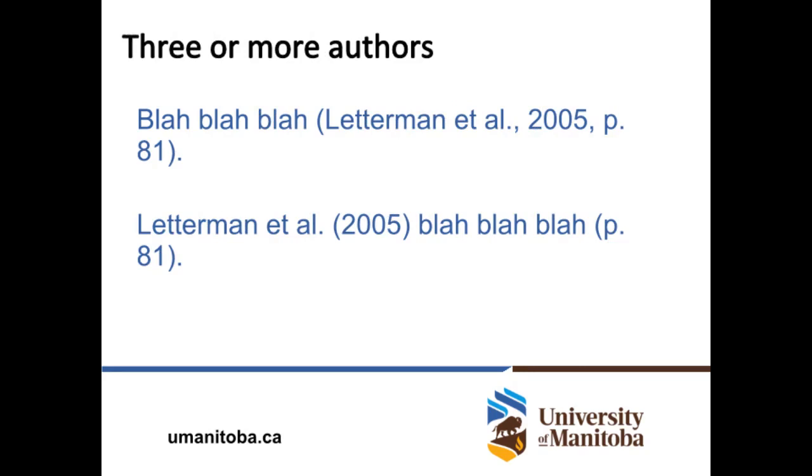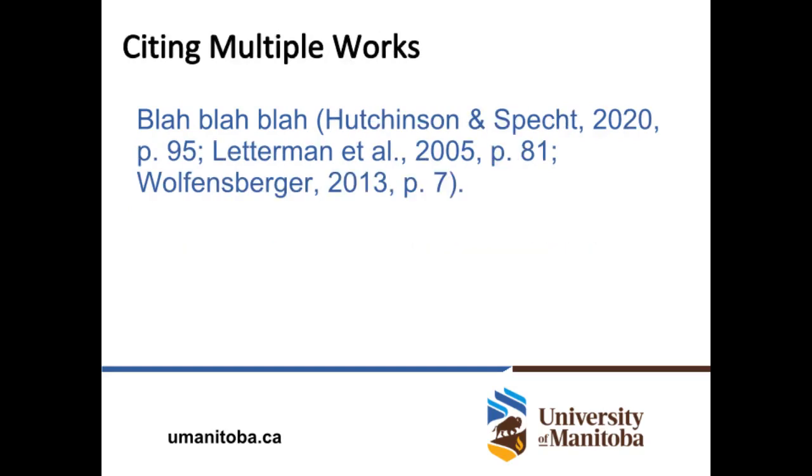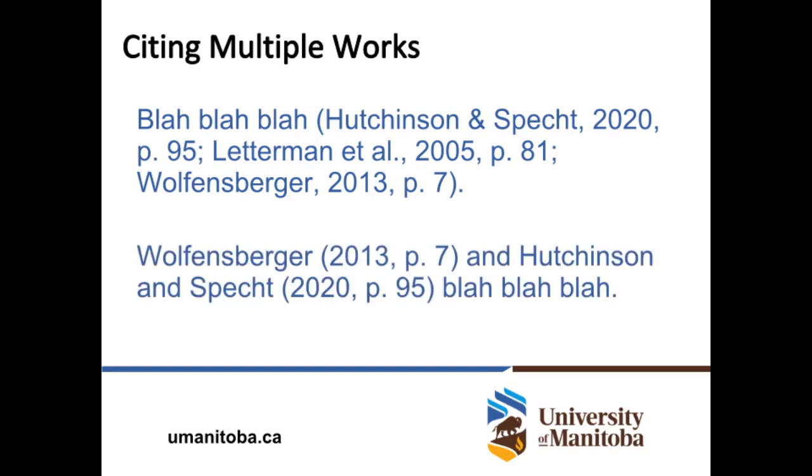If there are 3 or more authors, include only the name of the first author, followed by et al. in every citation. This is a change from the previous edition of the APA manual. Et al. means and others, and there is a period after al. When citing multiple works parenthetically, place the citations in alphabetical order, separating them with semicolons. If multiple works are cited within the narrative of a sentence, they can appear in any order.